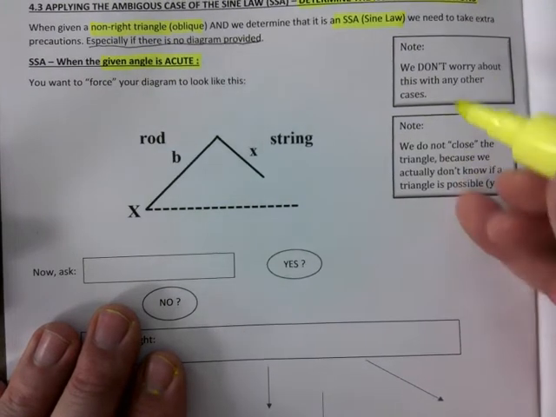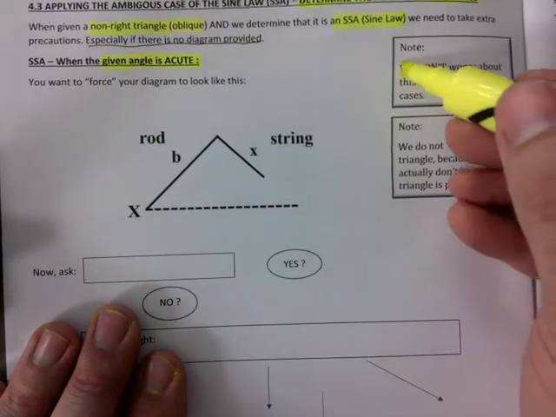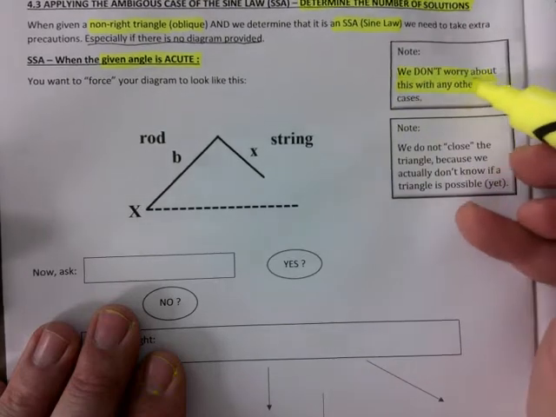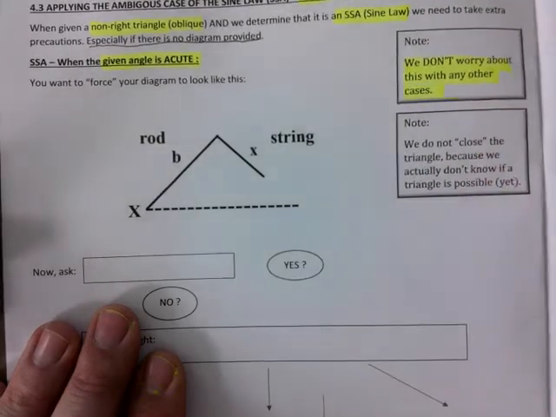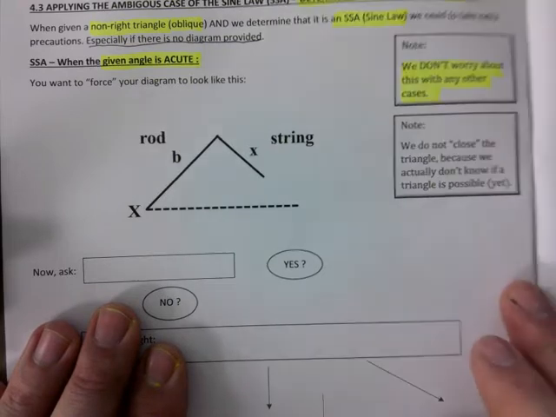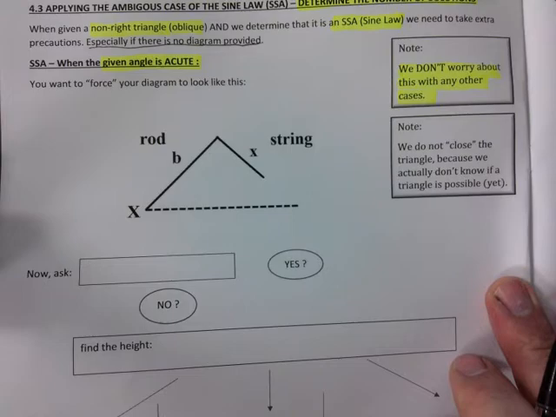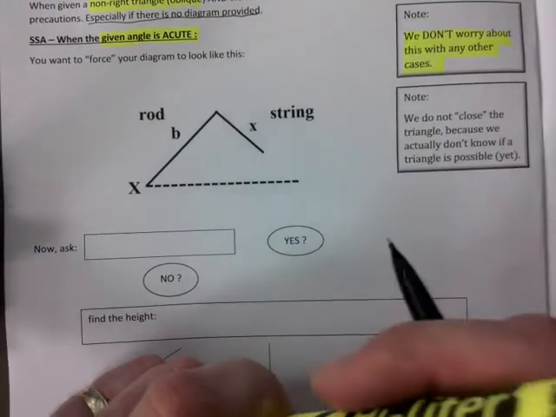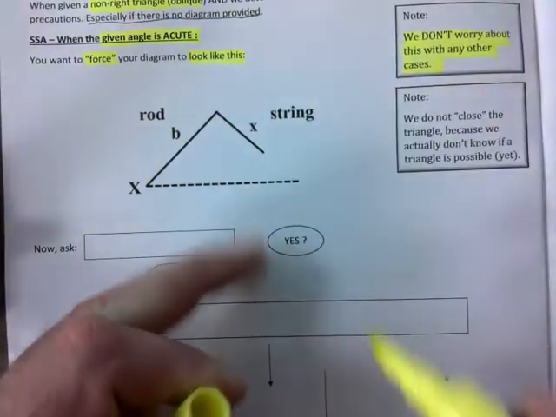Let me remind you, we do not need to worry about this with any other cases. SSS, SAS, those are cosine law, forget about it. If you're given two angles and a side, don't worry about it. This is only SSA. You want to force your diagram to look like this every time.